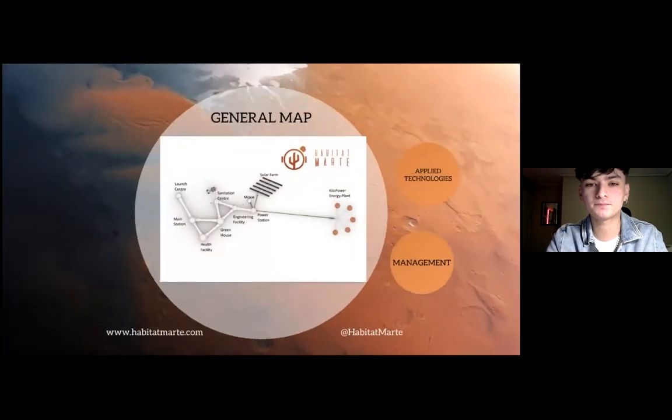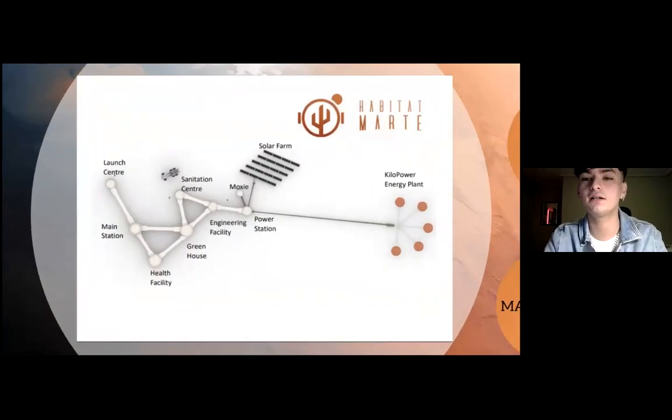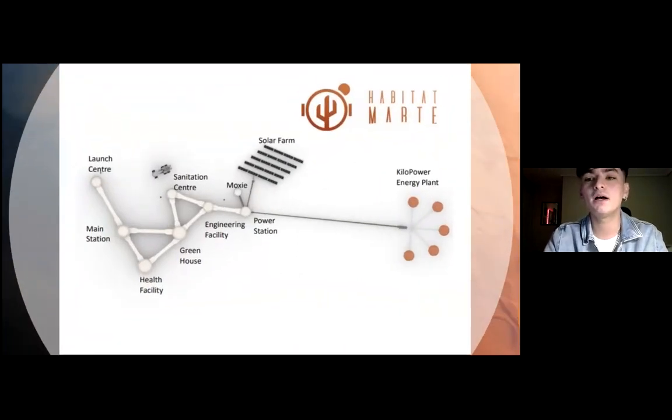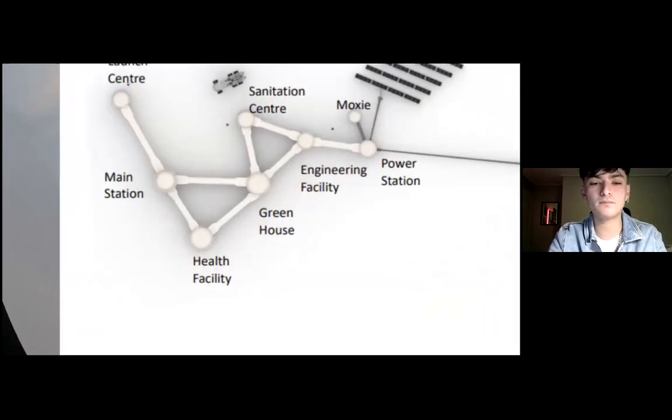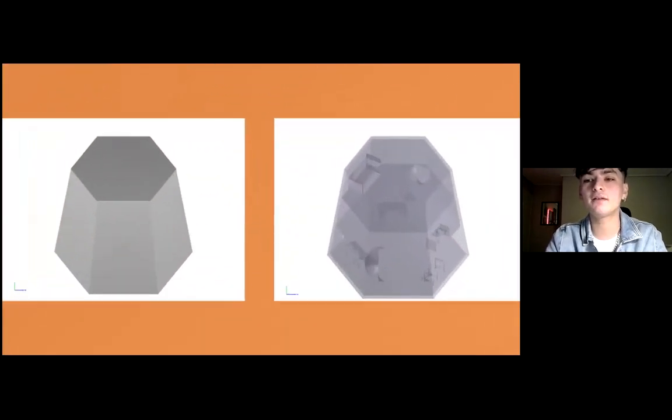Okay, the design. This is the general map of all facilities by Habitat Marte. And now I will show you the design which I created of the health facility. I made this 3D model of the facility with Inventor AutoCAD, and I chose this hexagonal shape because it will be easier to represent the furniture and the distribution in general, but it can be a perfectly circular base.